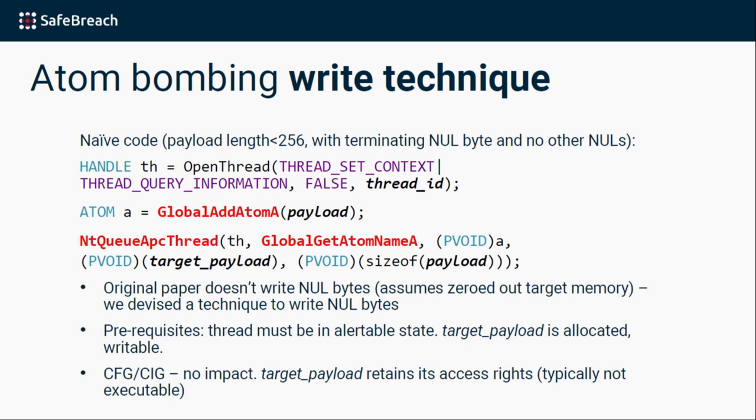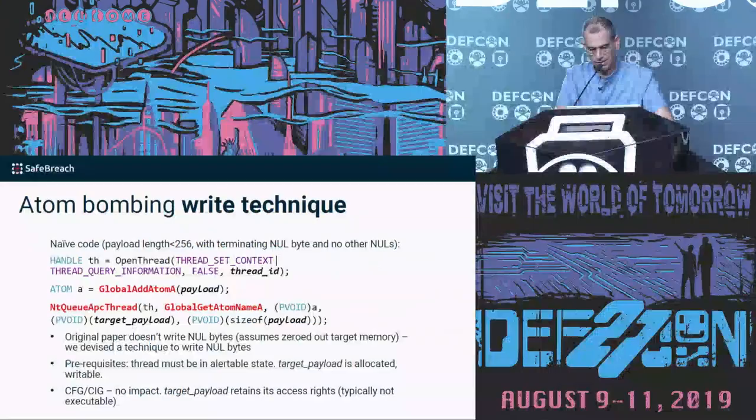We define a global atom object in Windows that contains this payload in the malware process, the injecting process. And then we use NtQueueApcThread to invoke the function GlobalGetAtomNameA in the target process, asking it to copy the value of the atom that we just created into the designated address. Now, this is pretty neat.